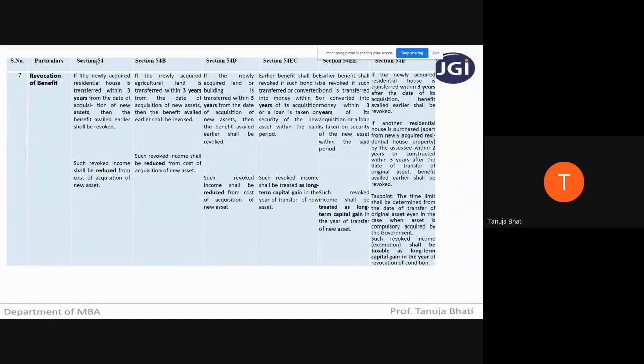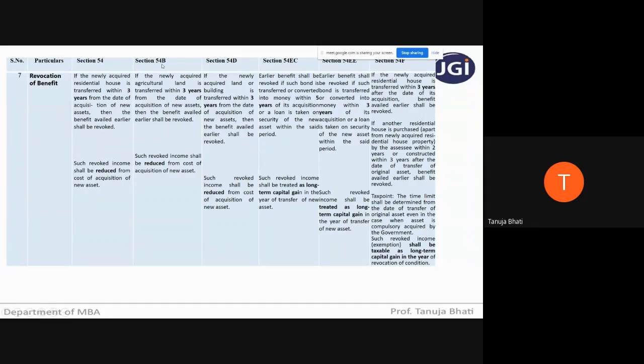Suppose that new residential house is sold within a period of 3 years, whatever deduction you had got will be reversed and reduced from the cost of acquisition of the new asset. So it is revocation of benefit. Whatever benefit of deduction you had got will be revoked, reversed, and added to the cost of acquisition only if you transfer the new residential house within a period of 3 years.